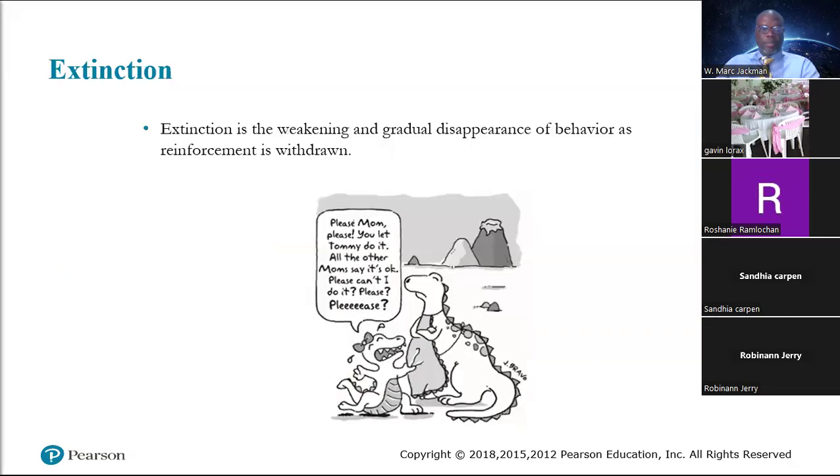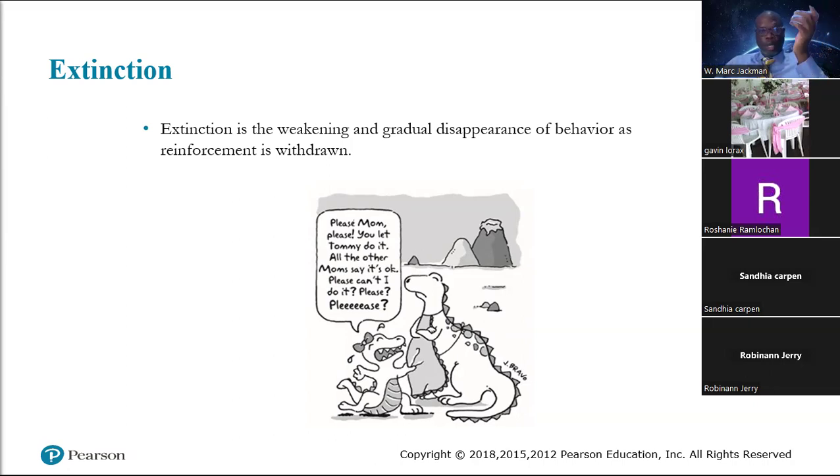Extinction, as I said before, is the weakening and gradual disappearance of the behavior as reinforcement is withdrawn. So the behavior becomes extinct when no reinforcement occurs after the behavior is done. So children putting up their hands and you're not taking their answers, or you're taking the response of a person who is just shouting out the answer without putting up their hands, eventually they won't put up their hands, they'll just shout out the answer because that is what is being rewarded.